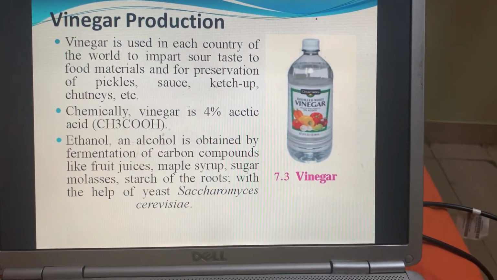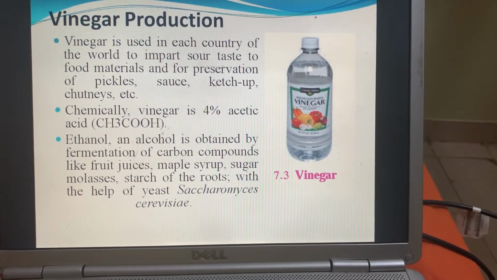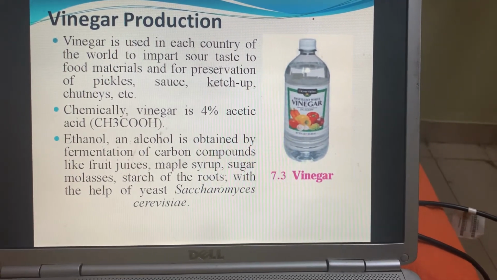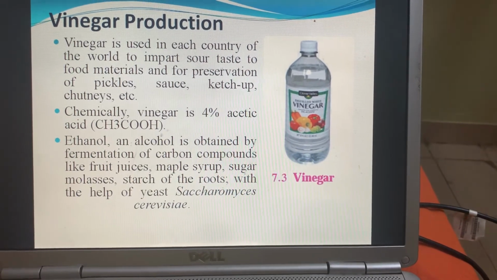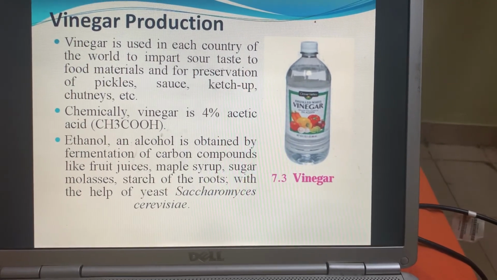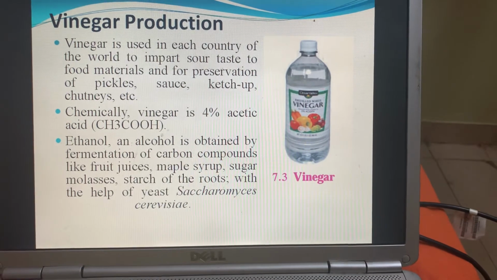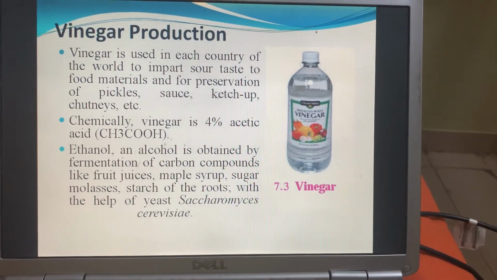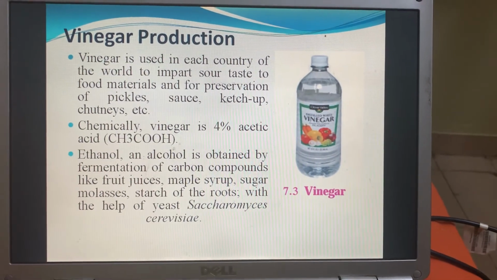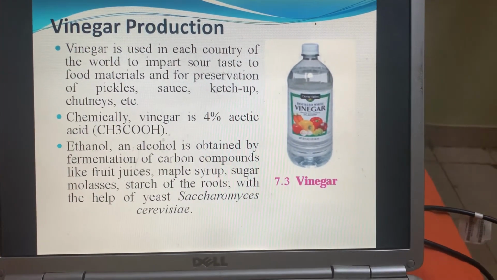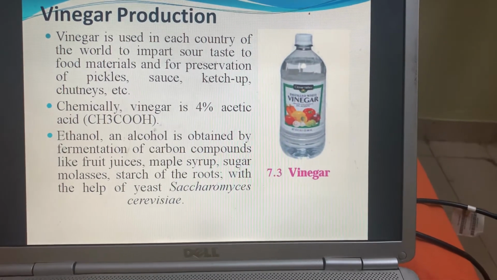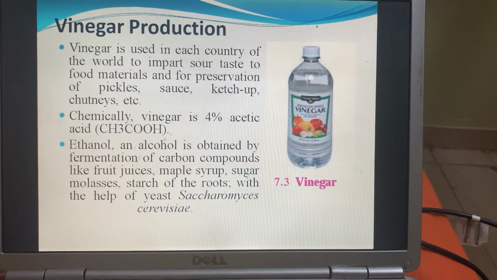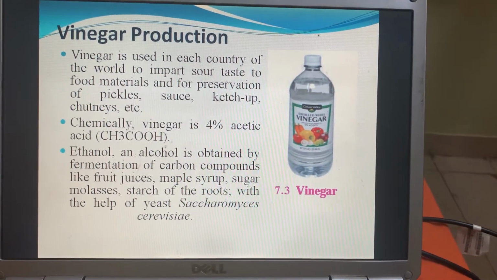Okay, so ethanol, which is an alcohol, is obtained by fermentation of carbon compounds like fruit juices, maple syrup, sugar molasses. What is sugar molasses? If you have ever had sugarcane juice, जो गन्ने का जूस मिलता है, तो जूस निकलने के बाद जो गन्ना रह जाता है बिना जूस का, उसको बोलते हैं molasses. Starch of the roots with the help of yeast, that is Saccharomyces cerevisiae.